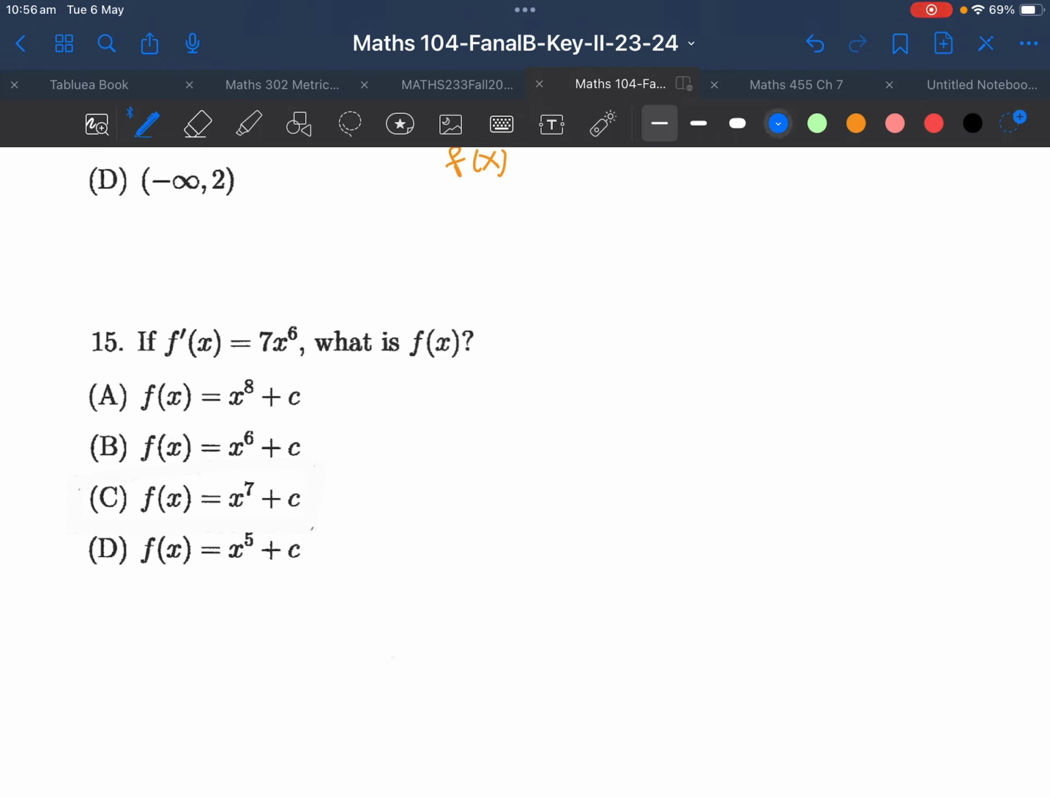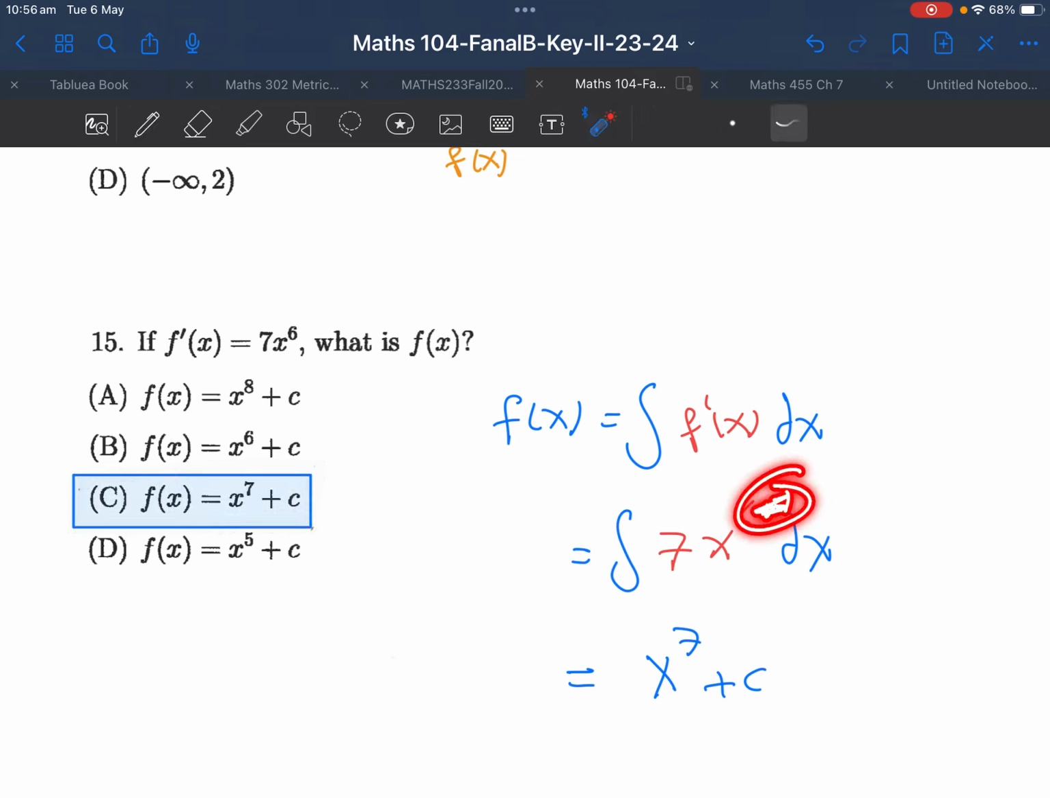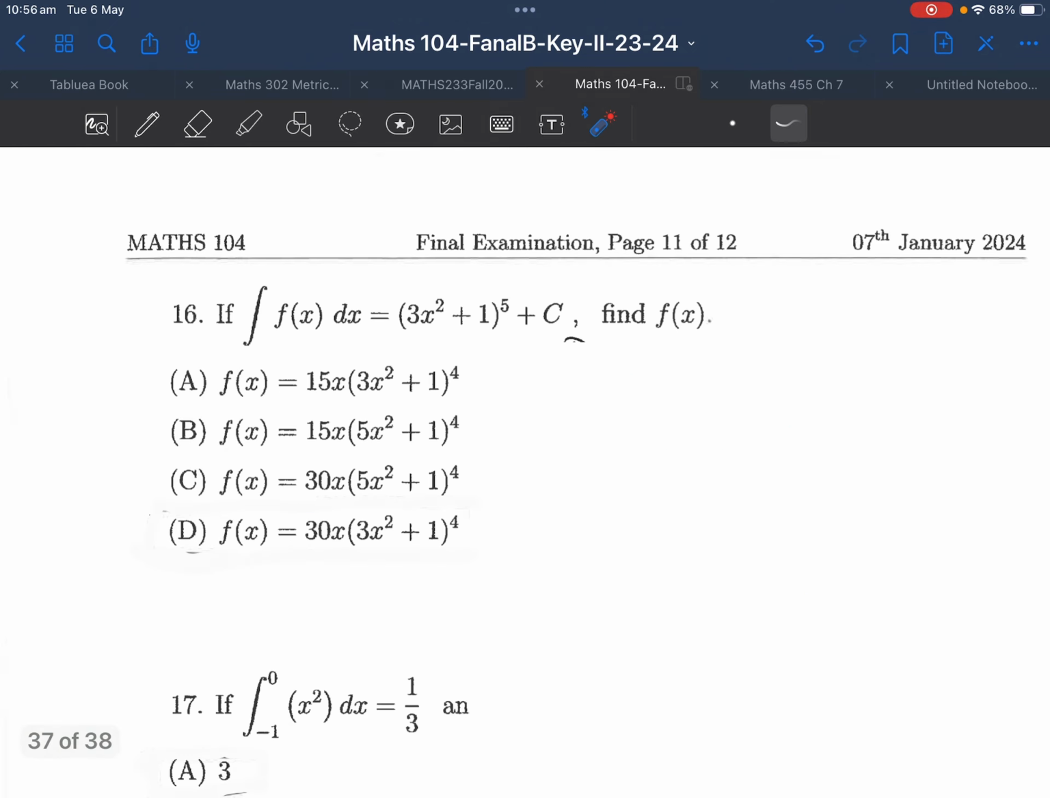question 15. We are giving you the derivative. We want the original function. Remember, f of x is just the integral of f prime of x dx, which is just the integral of 7x to the power 6 dx. If we do that, this is x to the power 7 plus c, which is part c. Why? Because you add 1 to the power, we get 7 here, and then you divide by 7, and they get cancelled.